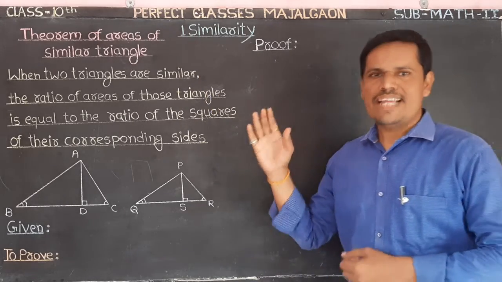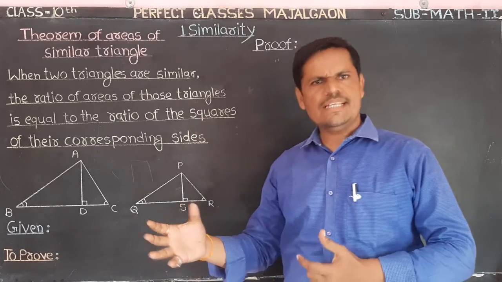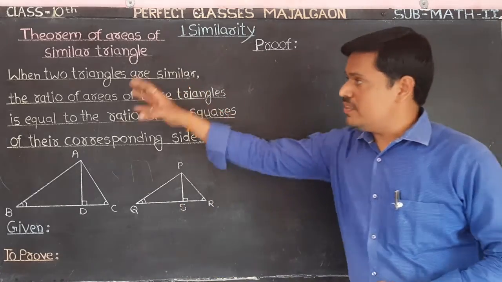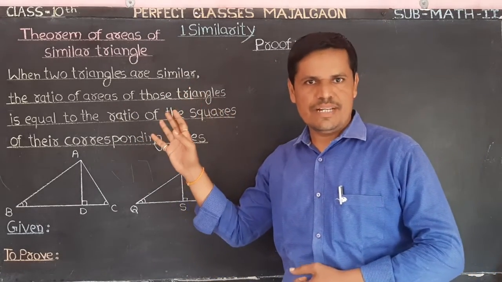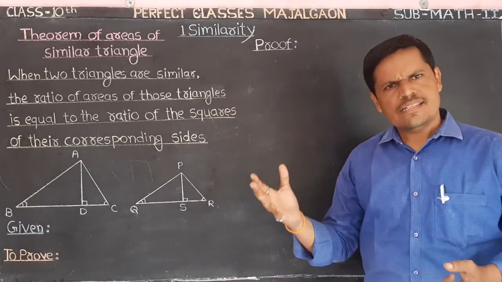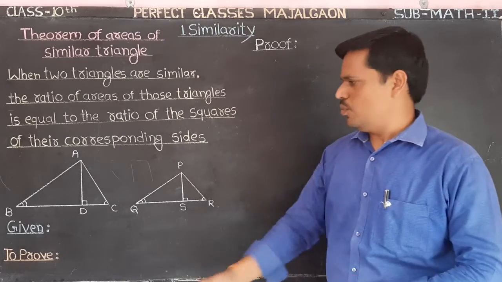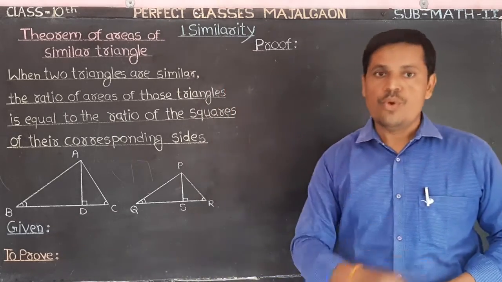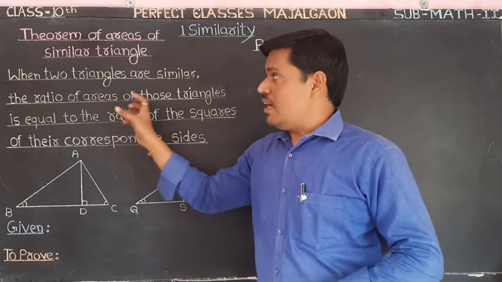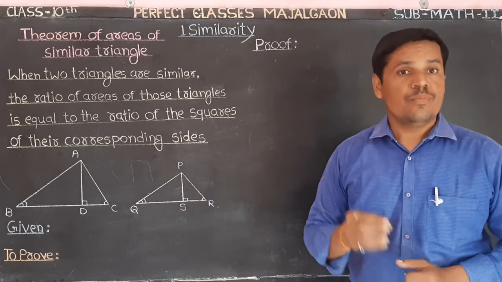First we read the statement. To solve or to prove any theorem, we read the given statement carefully. In any statement there are two parts. One part is known as the given part and one part is known as the proven part, or to prove. When a statement starts with "when", this part is known as the given.